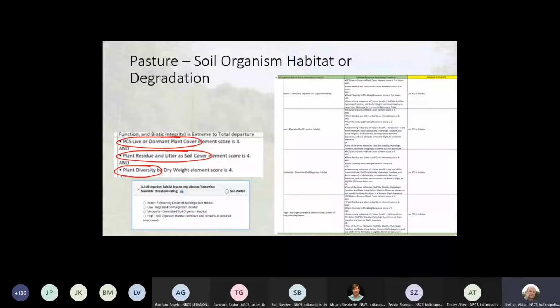And again, you'll rank it based on the lowest score. In other words, all 3 of these would need to be a 4 to call it a 4. If one of them was a 3, then it would go down to the 3 category. And a 3 category would be considered low.